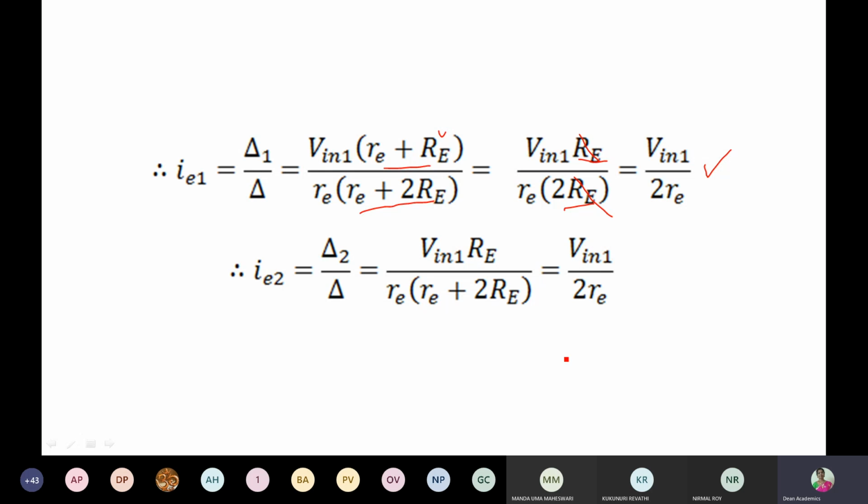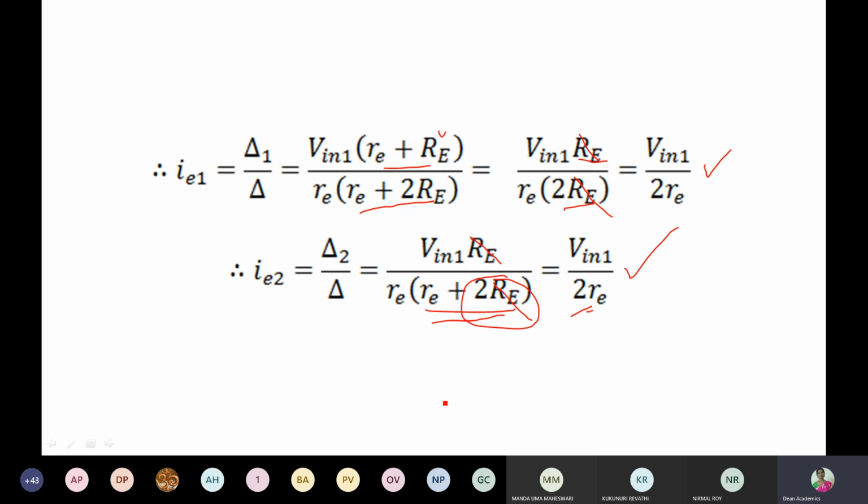Similarly for IE2, here we take RE plus 2RE, approximated to 2RE. So RE gets cancelled, and finally what you get is V in 1 by 2RE. That means RE plus 2RE you write as 2RE, and this RE and this RE get cancelled. You will get V in 1 by 2 into small re. So IE2 is equal to V in 1 by 2 small re.